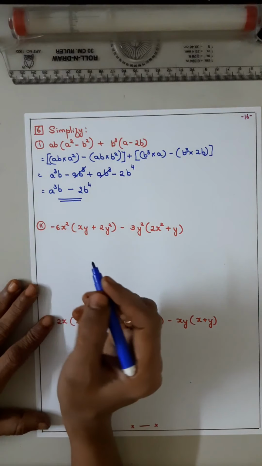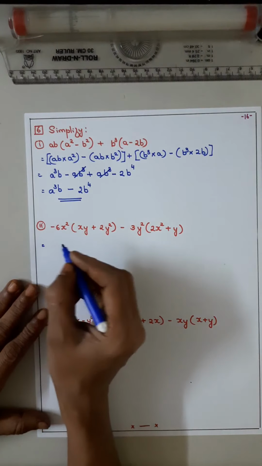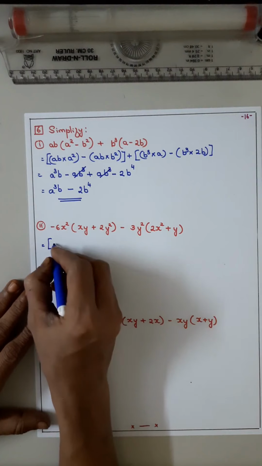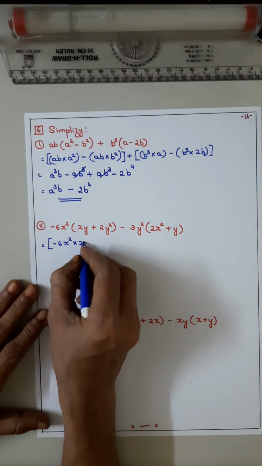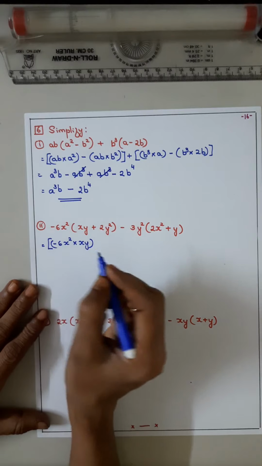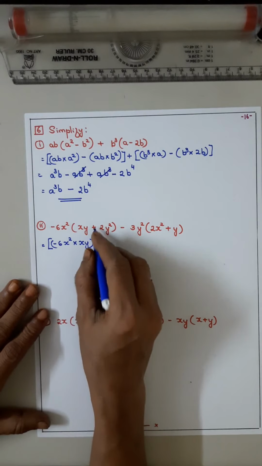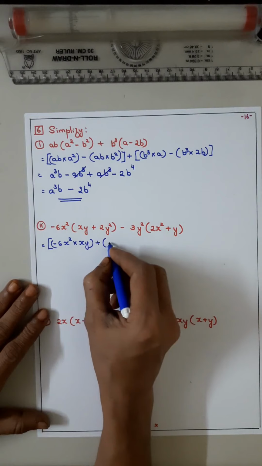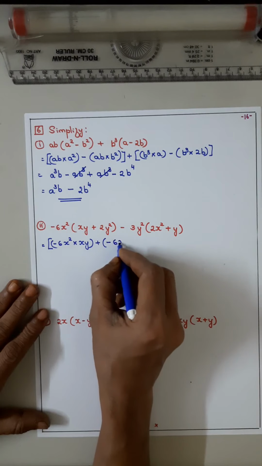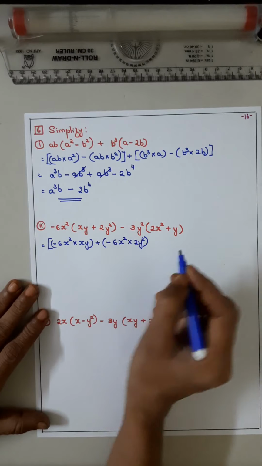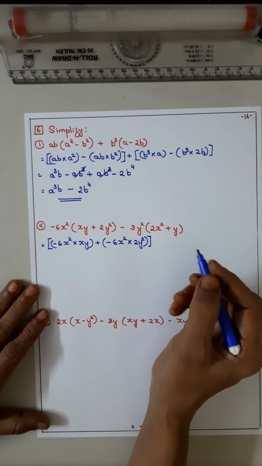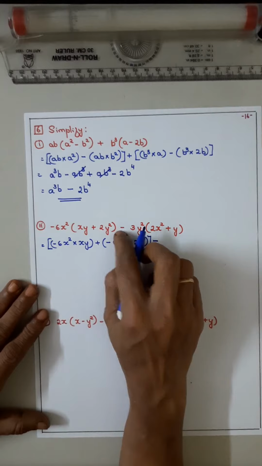Okay, now coming to the second sum. Again, bracket open, minus 6x squared into xy. That is the first one, isn't it? Now here it is plus, bracket open, minus 6x squared into 2y squared, bracket close. Now the sign is minus.